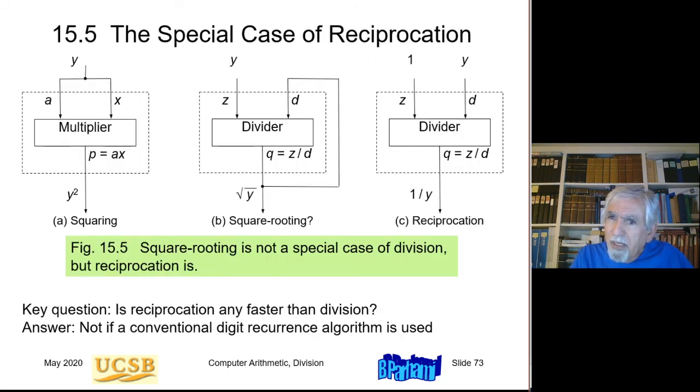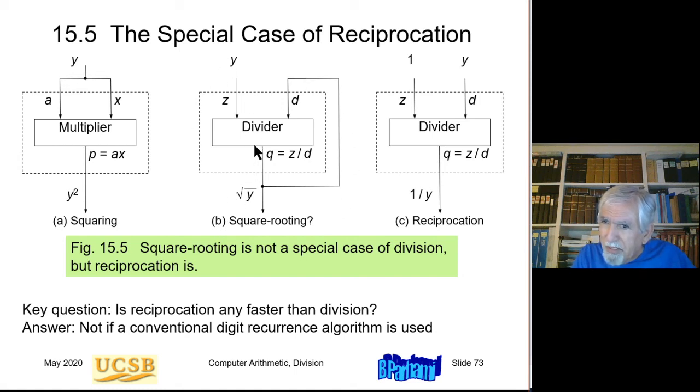Okay. Now the special case of reciprocation. If you remember for multiplication, we had the special case of squaring, which was easier. So one may naturally wonder, what is the corresponding special case of division? And first instinct would be to think that square rooting is that special case. Squaring is the special case of multiplication. Therefore, it's rather natural to think that square rooting is a special case of division. That's not true.